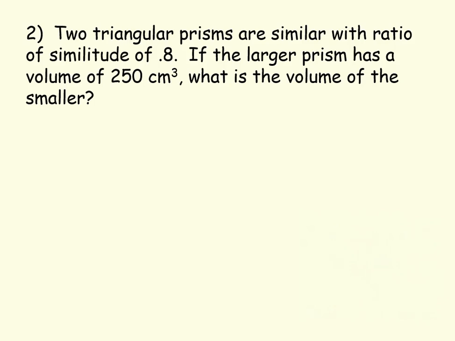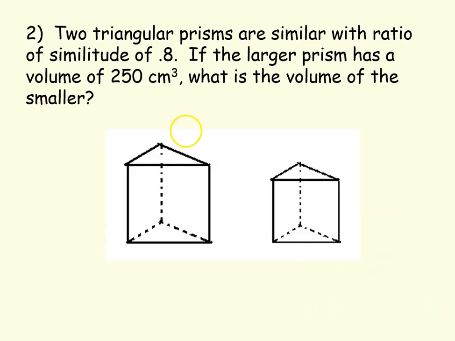Another instance here, a more applicable type of problem. Suppose that we have two triangular prisms that are similar with a ratio of similitude of 8/10. That's 0.8. If the larger prism has a volume of 250 centimeters cubed, what is the volume of the smaller triangular prism? So we have some information here. There are prisms, a picture there to kind of see what that looks like. And we know that the ratio of similitude is 0.8.